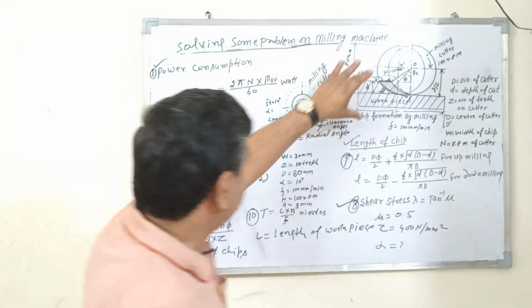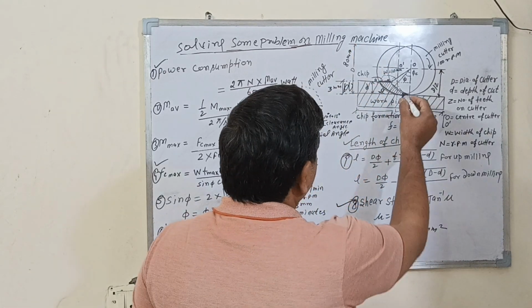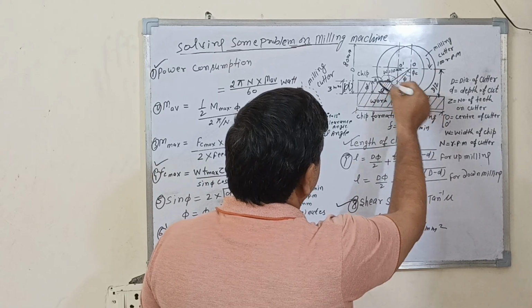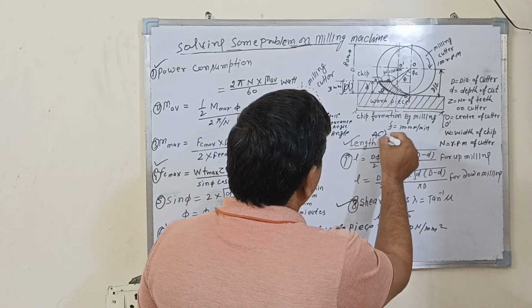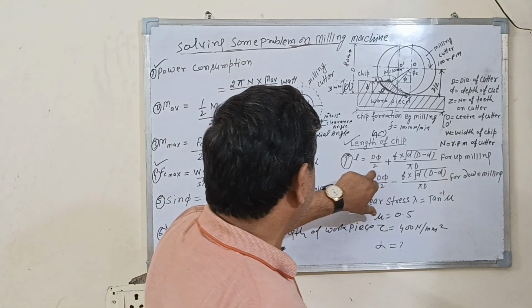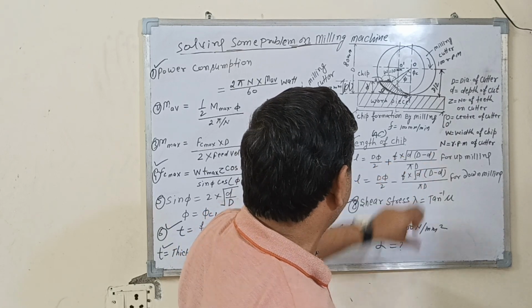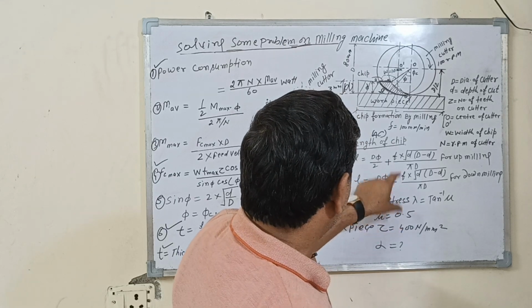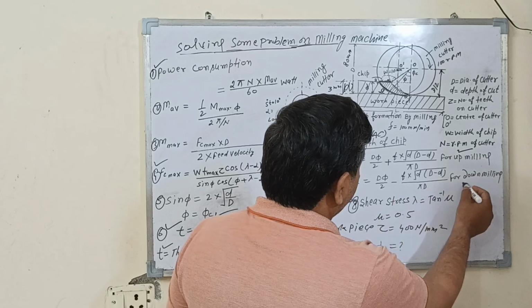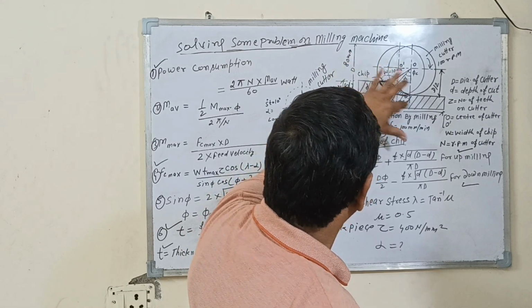This is the length of this cut. How much is the length of the chips? You can also calculate the length of the chips. This is the length of chips: A, B and C, where AC is the length of chips. You can calculate the length of chips with this formula: capital D pi divided by 2 plus F, plus or minus the square root of small d times (capital D minus small d), divided by pi D. Here it is plus or here it is minus. The formula is the same. The plus is used for up milling and the minus is used for down milling. This formula is used to calculate the length of the chips.